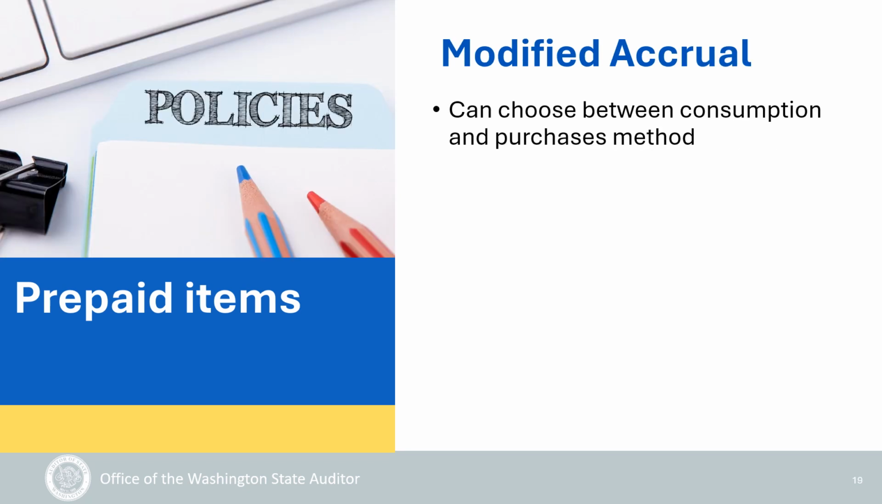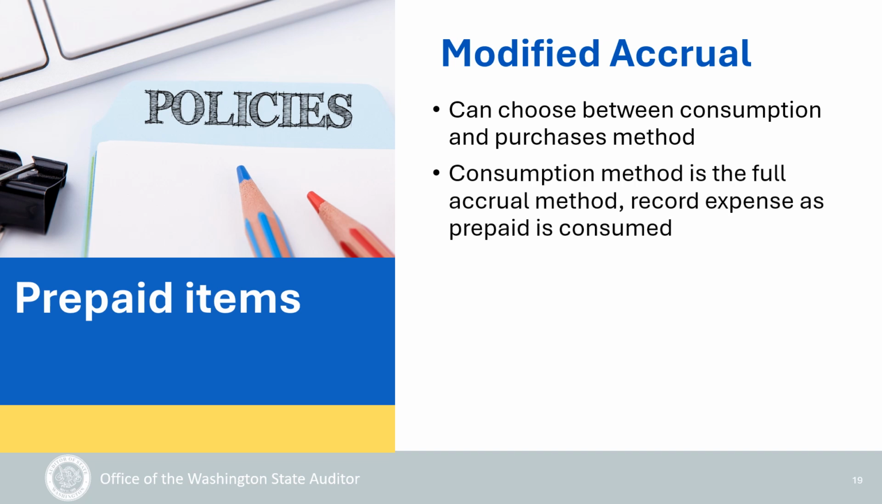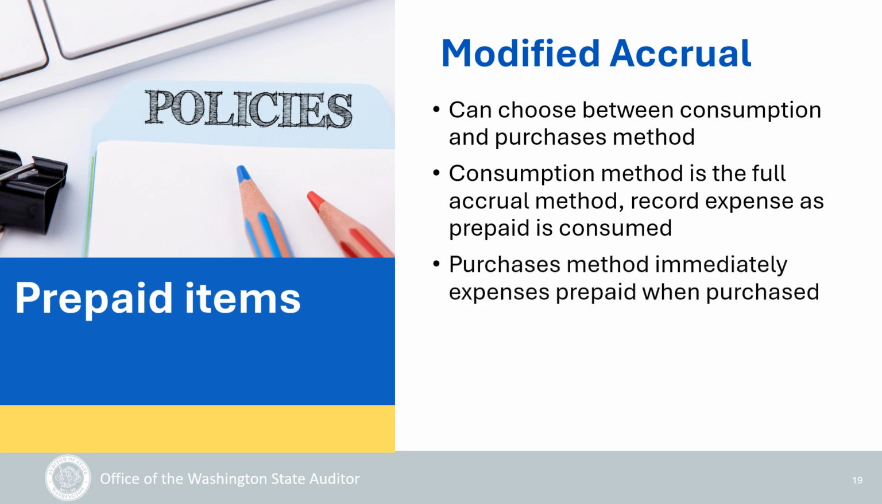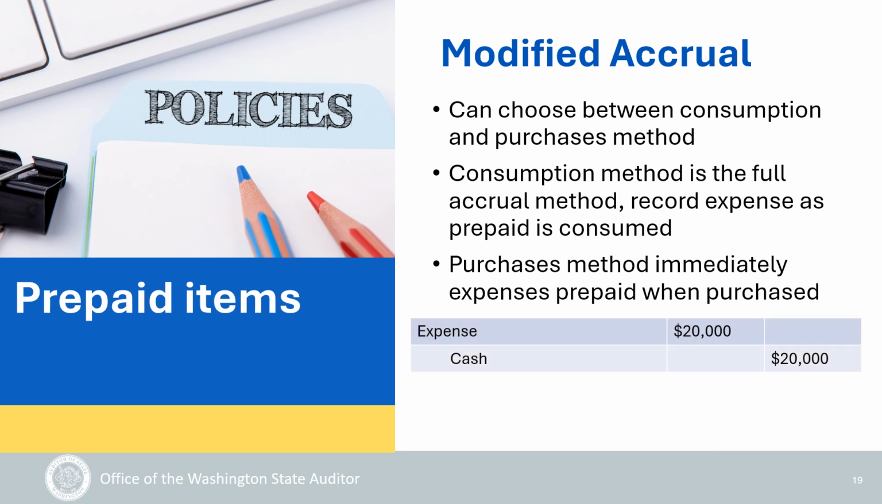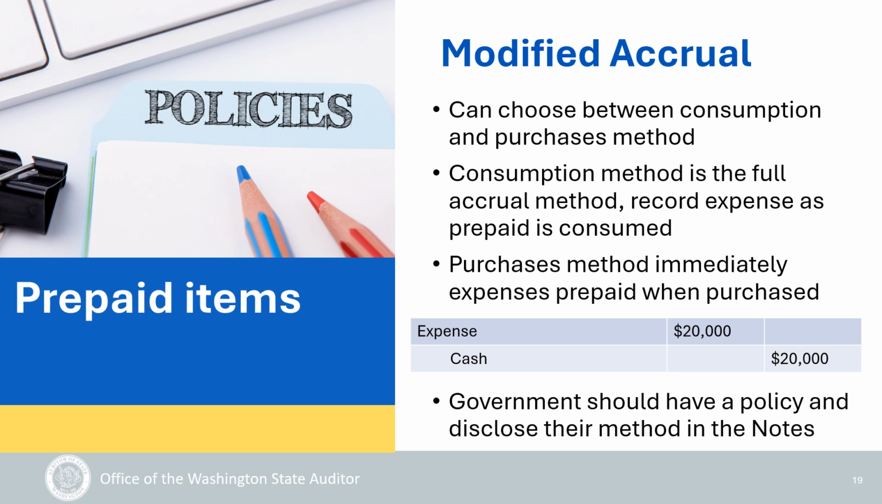Modified accrual gets a choice between the consumption and purchases method. Again, the consumption method is to record the expenditure as the prepaid item is consumed, which is the same as full accrual accounting. The purchases method is to record the full expenditure when the item is purchased. Government should pick a method, be consistent, and disclose this policy in their notes.